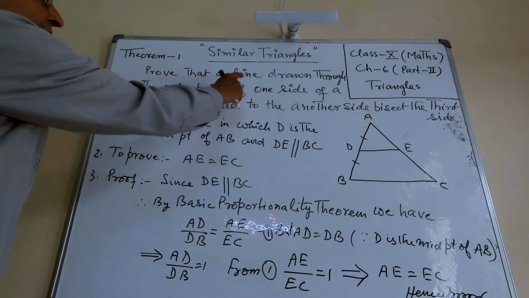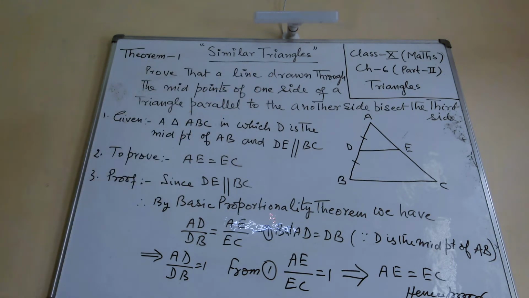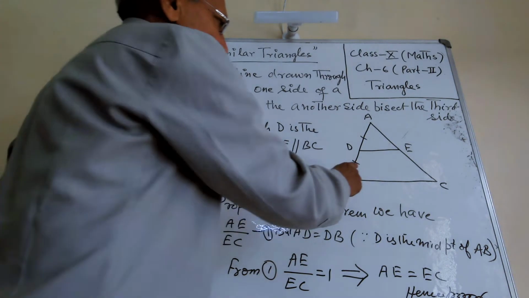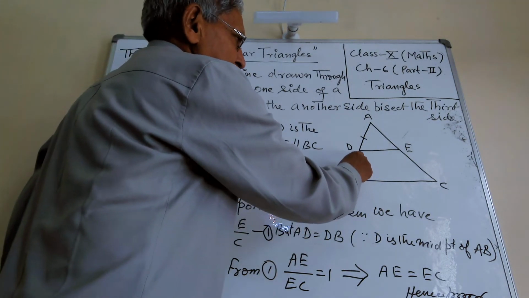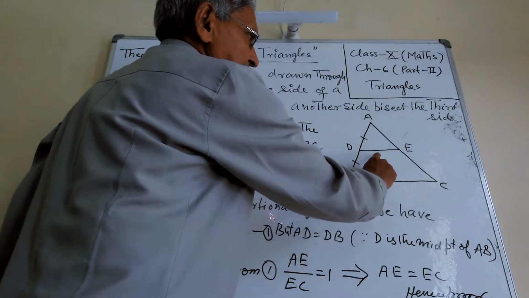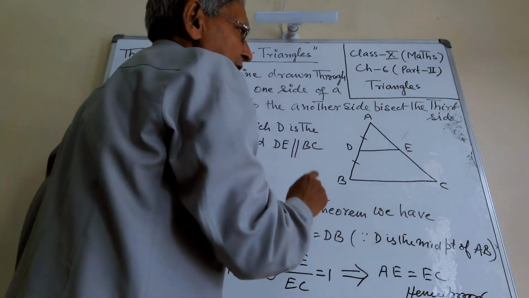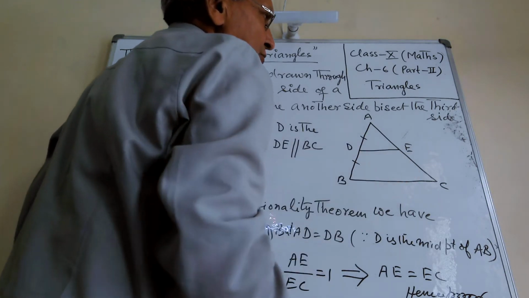Prove that a line drawn through the midpoint of one side of a triangle parallel to another side bisects the third side. Here, see in this picture, a line DE is drawn parallel to BC, and D is the midpoint of AB, and we have to prove AE is equal to EC.